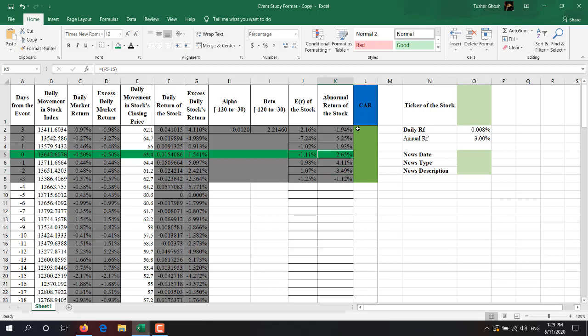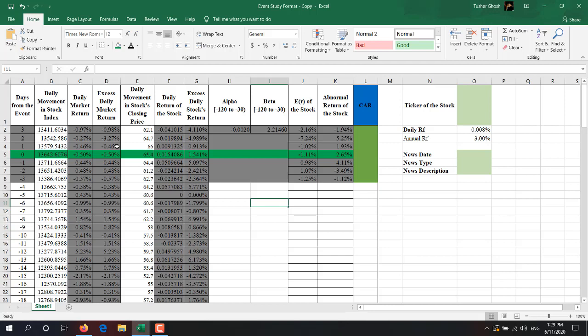Now you need to calculate the cumulative abnormal return. Don't worry, I will do that. You just do the analysis up to this point and send me the Excel files, each of the company's Excel file to me. So remember that you need to do the same procedure for every company, for every news.